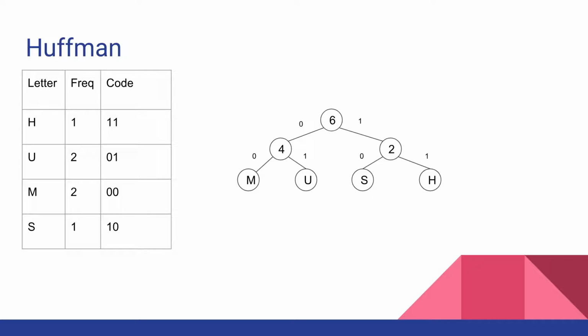This process continues until all the values have been assigned to a node in the tree. Once the tree is complete, the root node will store the total number of letters that the original string had.